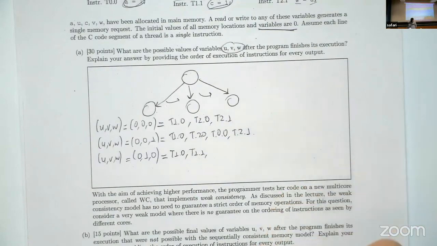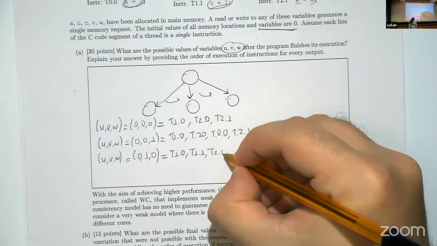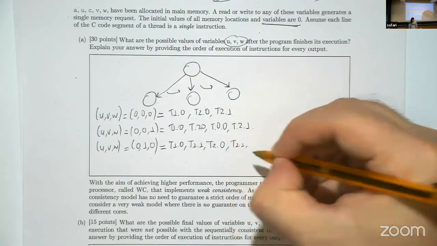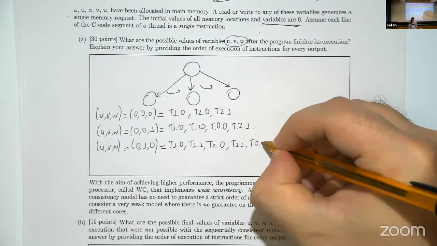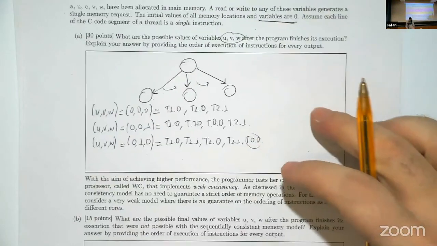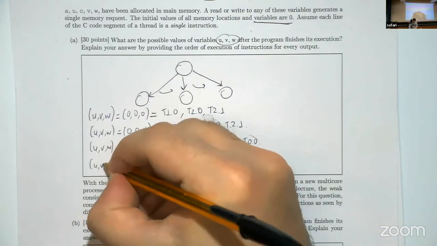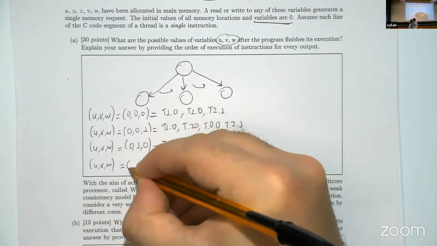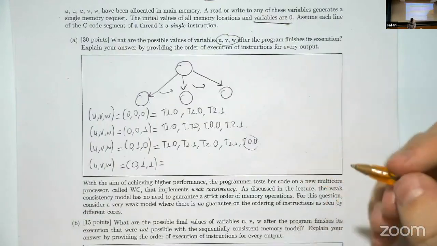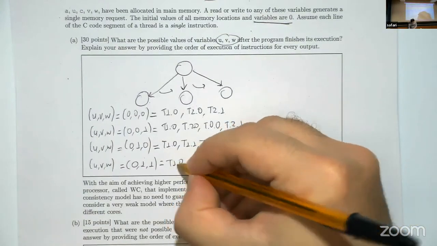And then we execute T2,0. And then we execute T2,1. And then T0,0. I mean, even if you don't write T0,0 here, it's fine. Then we have 0, 1, 1, which is again T1,0.